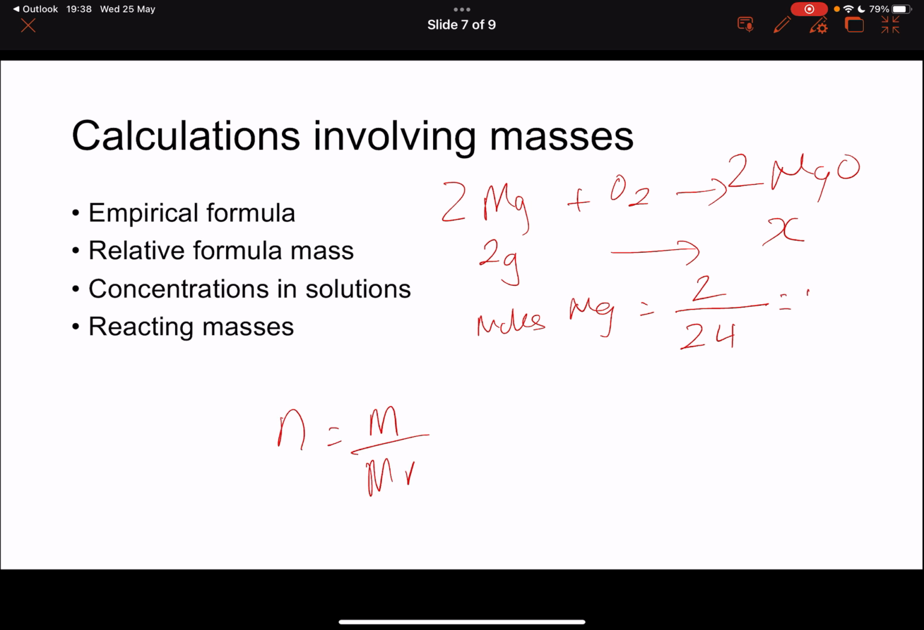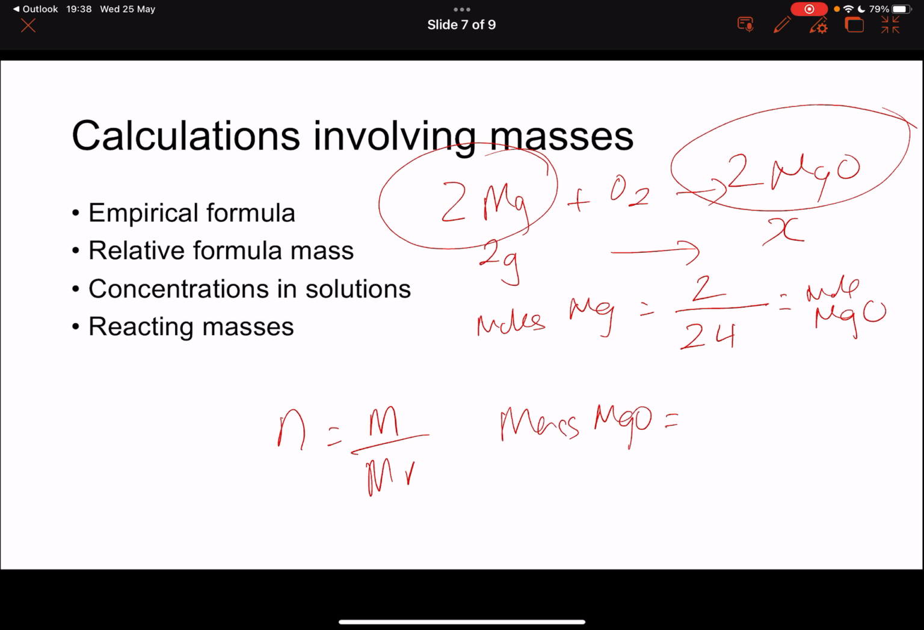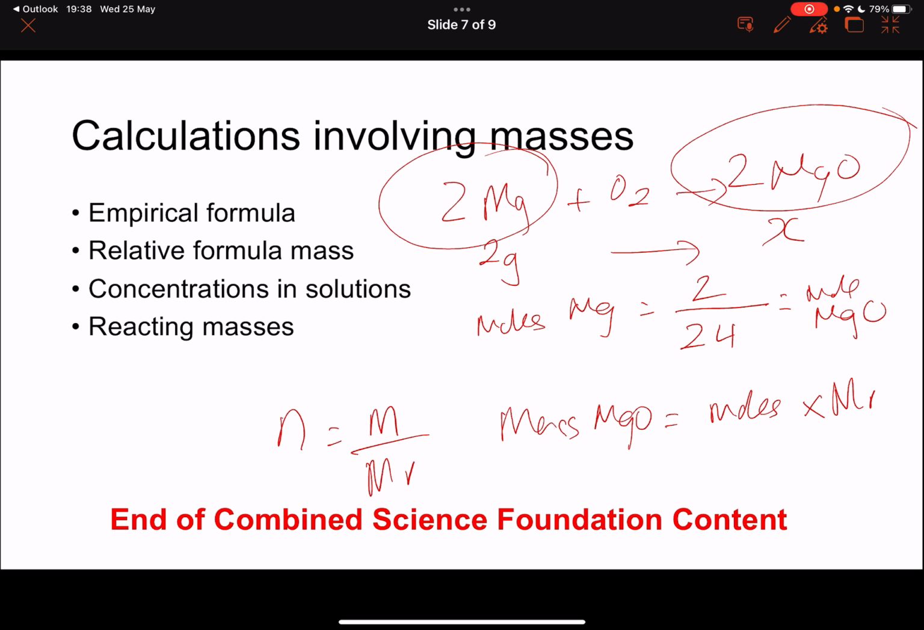That becomes the moles of magnesium oxide, because 2 moles of magnesium form 2 moles of magnesium oxide, so it's a 1-to-1 molar ratio. And then to work out the mass of magnesium oxide, you multiply moles by the formula mass of magnesium oxide to get you the right answer. It's a very quick demo of what reacting masses are.